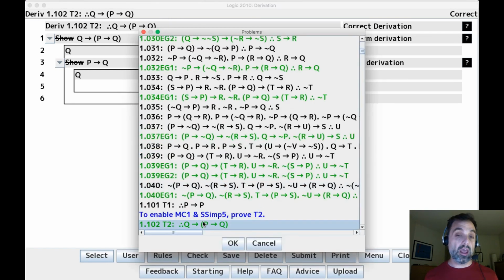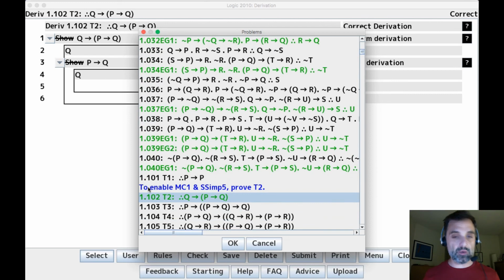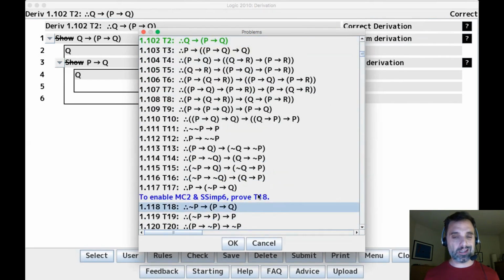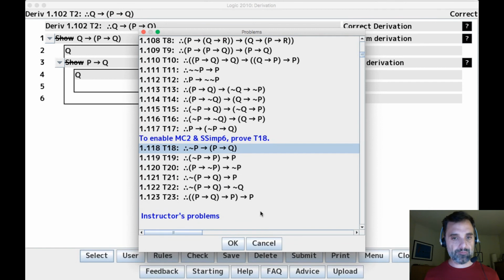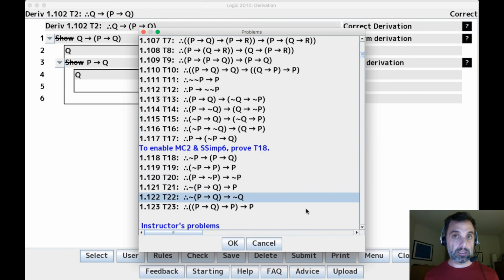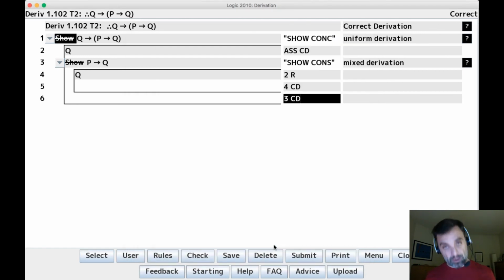And then it's green. And so this says to enable MC1, and don't worry about what this is. To enable MC1, prove T2. So once you prove T2, then you can use one of the versions of MC. And once you prove Theorem 18, you can do another version of MC. And those are Theorem 21 and Theorem 22. So those are quite handy. And so if you want to be able to use theorems or rules, derive the theorems, and then you can either just insert the theorem or derive the enabled rule.